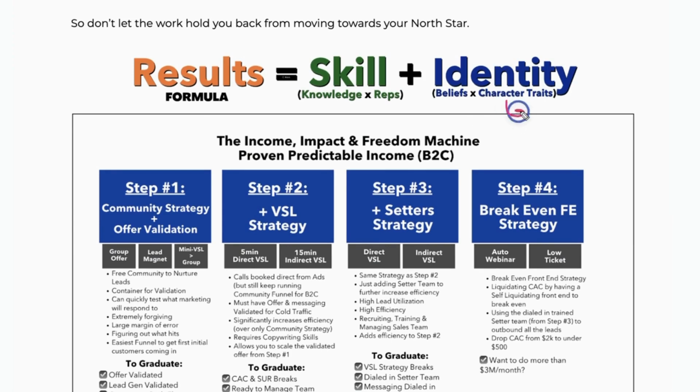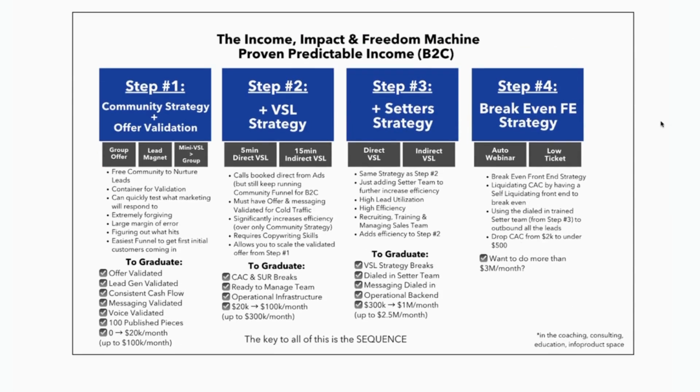Now, some of the character traits that you need to identify with are resilience and grit, so you can actually do the work that is required to take you from step 1, which is the community strategy and validating your offer, then going into the VSL strategy. The community strategy by itself will get you to $20,000 a month and even all the way up to $100,000 a month. That's $1 million a year, okay? Then the next step goes into the VSL strategy, which will take you to $100,000 a month and even up to $300,000 a month. All of this, as you can see here, is all stepping stones, okay?